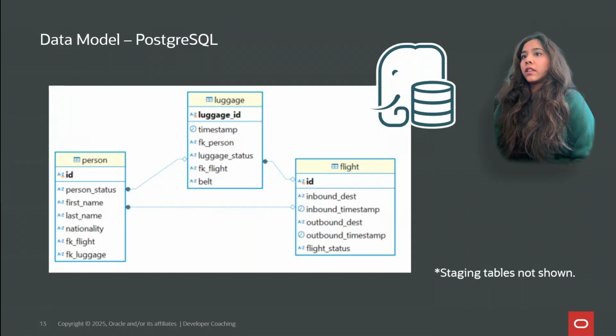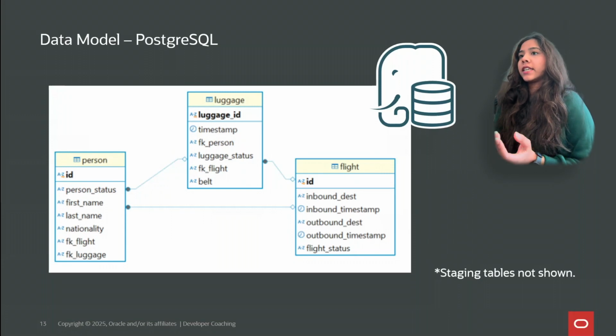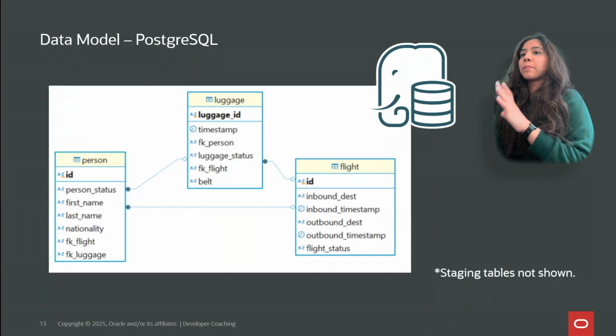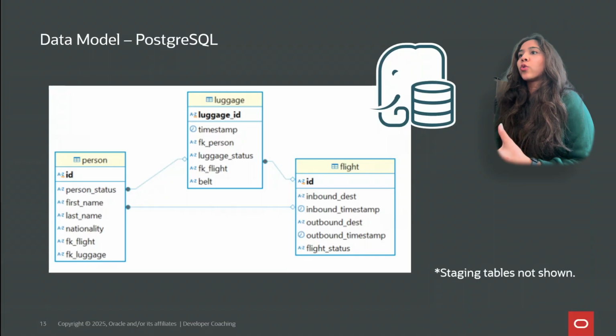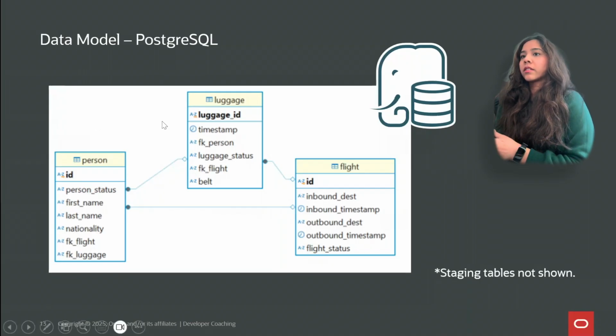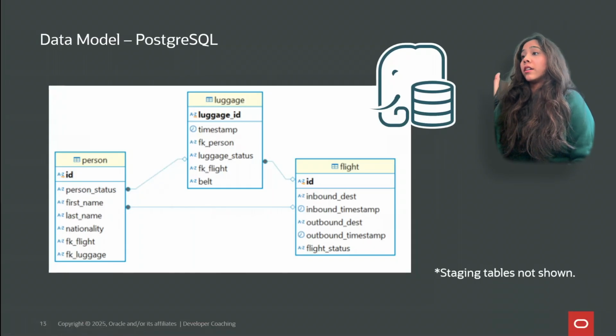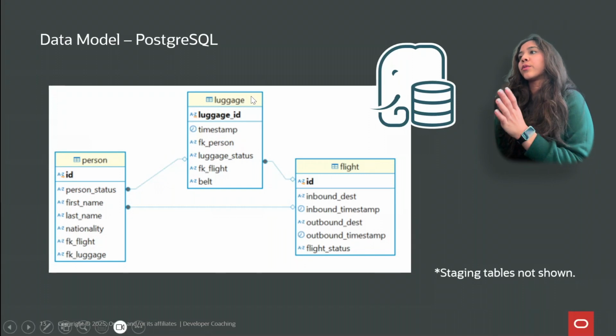So next we have the luggage table, which tracks baggage details. And this contains the luggage ID, the status, timestamp, and this is also linked back to the passenger and also their flight. And lastly, we have our flight table, and this holds flight-specific details like the inbound destination and the outbound destination. It helps us track timestamps and also the flight status. So from this, you can see that there's a clear relationship between all of these tables, where a single passenger could have multiple luggages, a single flight could have multiple passengers, and multiple pieces of luggage can be associated to a single flight.